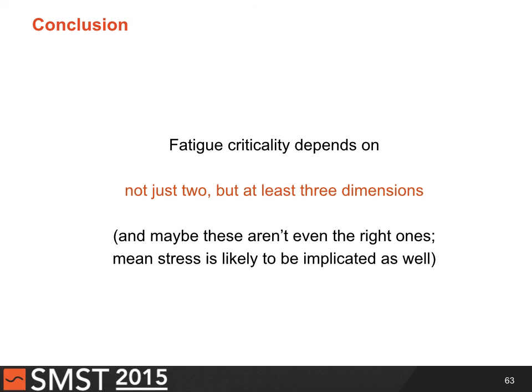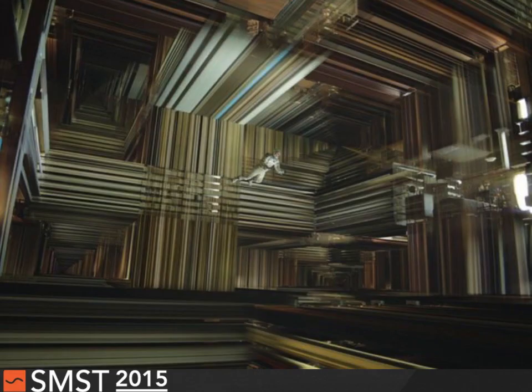So the conclusion is that we're beginning to understand that fatigue criticality depends on not just 2 parameters, but at least 3. Maybe for next time, these may not even be the right parameters. I think there's a good argument that mean stress or maximum stress should come into play somehow, and there are definitely more sophisticated algorithms out there for fatigue life prediction, and a lot of work to do in the industry to sort that out.